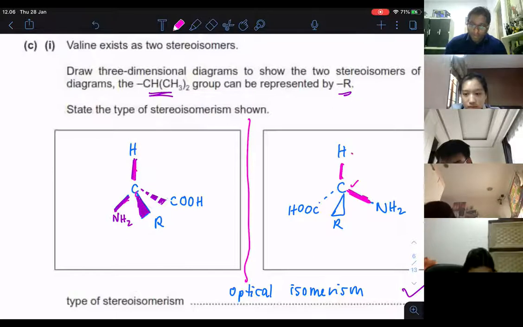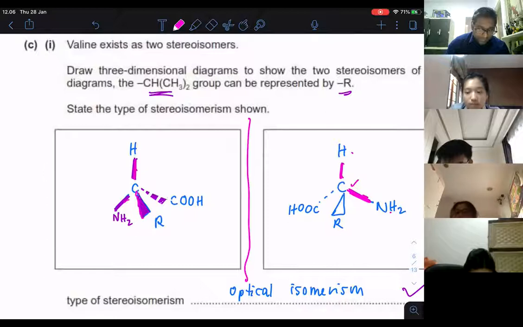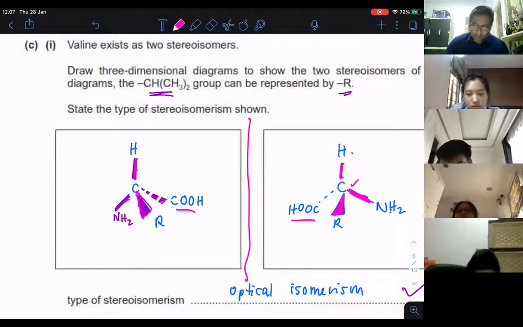Okay, hydrogen, NH2. And then replicate, even like this. Okay, it's pointing towards the mirror. So this one is also pointing towards the mirror. And put the R group and COOH. Why do I put COOH like this? Because I want to show that this carbon is attached to carbon.